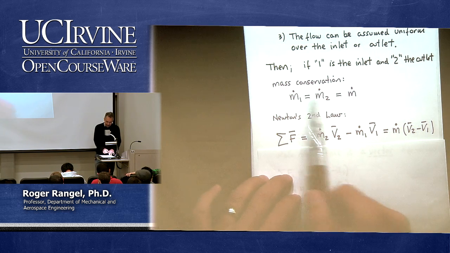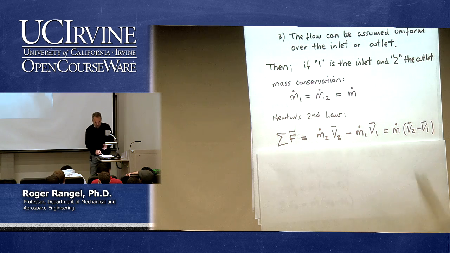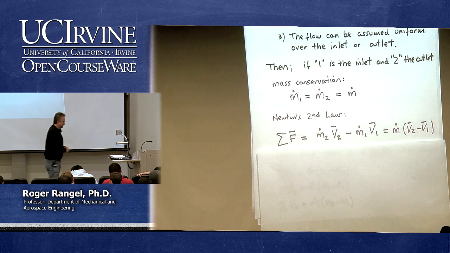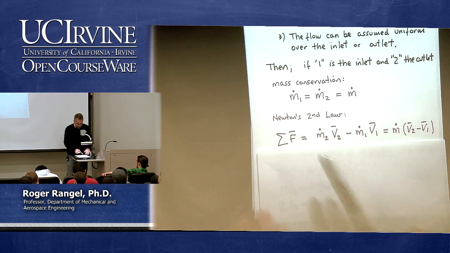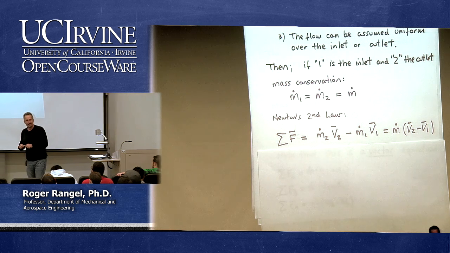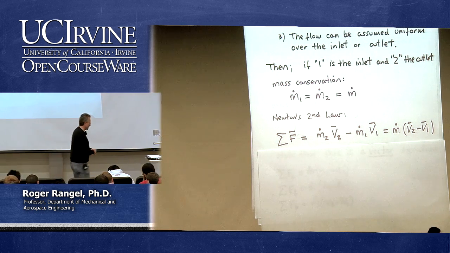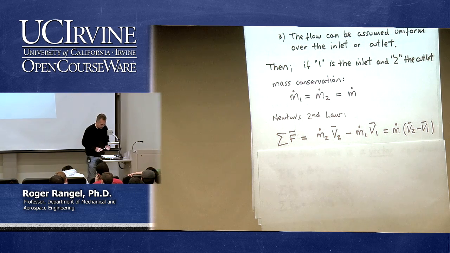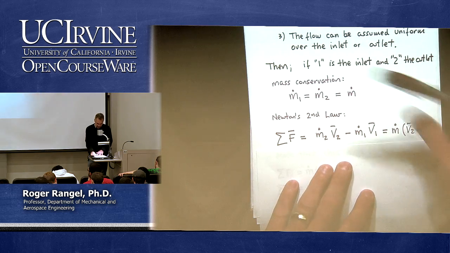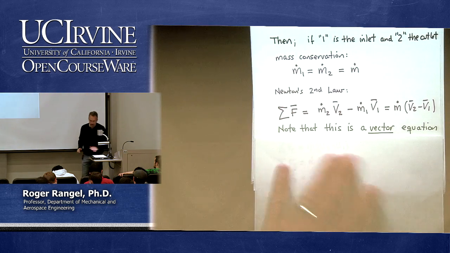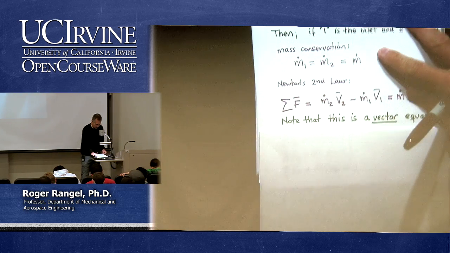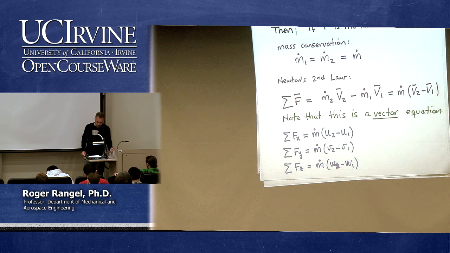And because we said earlier in mass conservation that the mass flow rate is the same, then you can factor it out: M dot times V2 minus V1. I would argue that this is perhaps the simplest form of the Reynolds transport theorem for mass conservation and Newton's second law. Keeping in mind always that this second equation is a vector equation. So it really represents three scalar equations. It's really all those three, right?